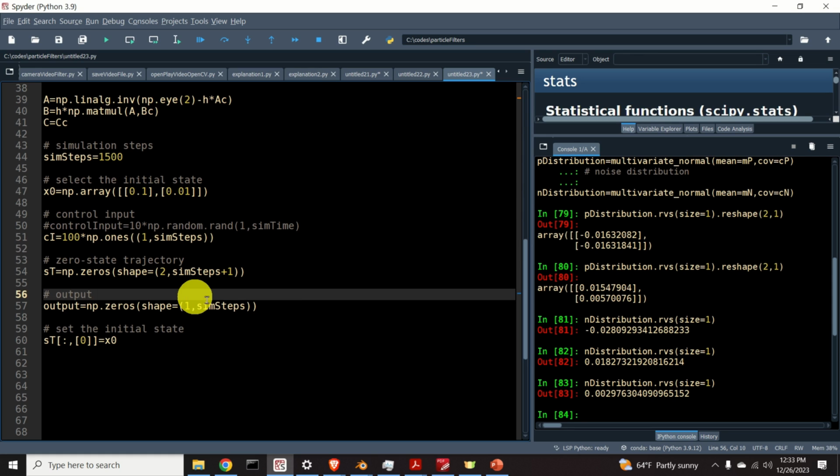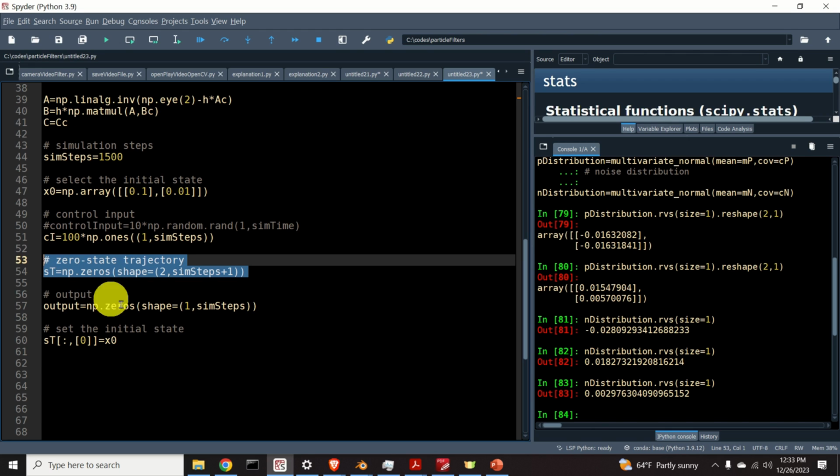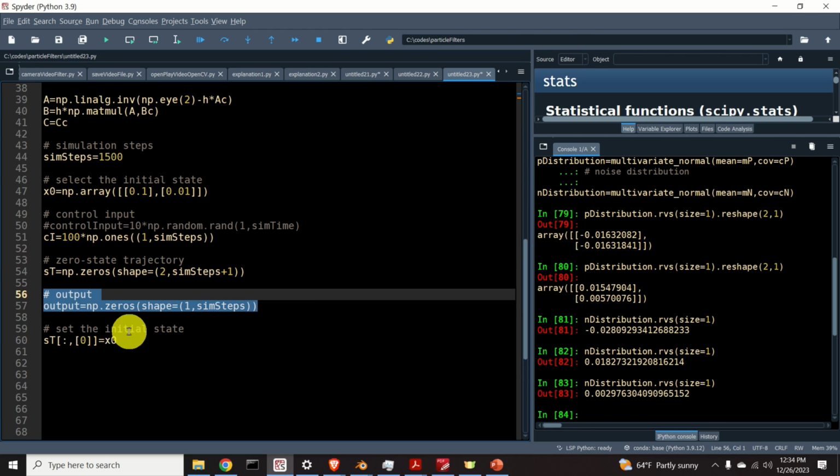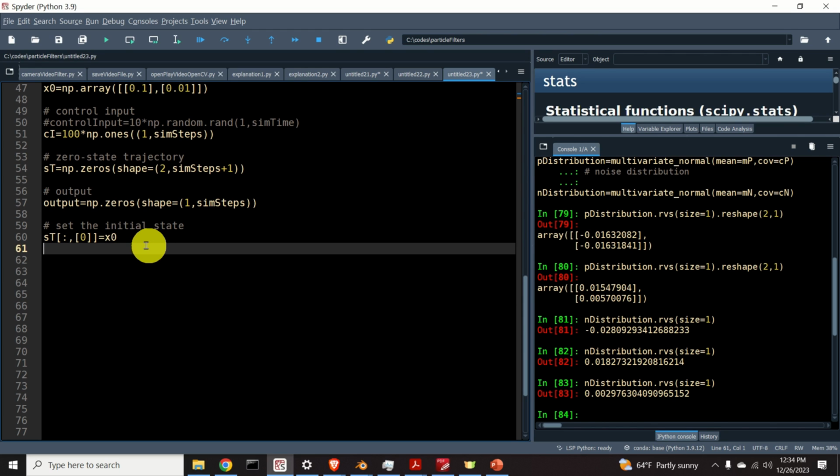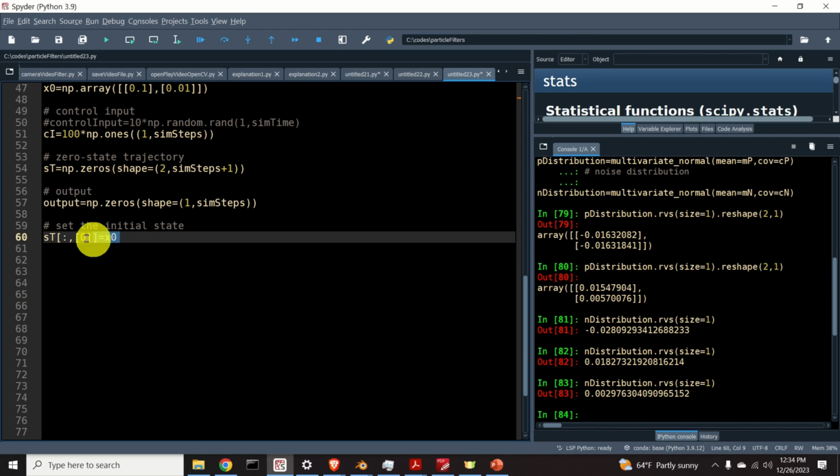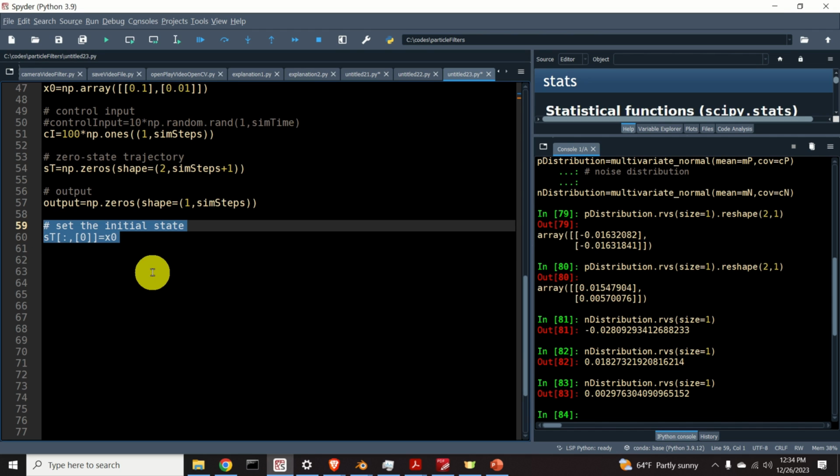Next, I need to define arrays for storing the state and output trajectories. Here is how I define the state array and output array. And finally, I initialize my state array with the initial condition.